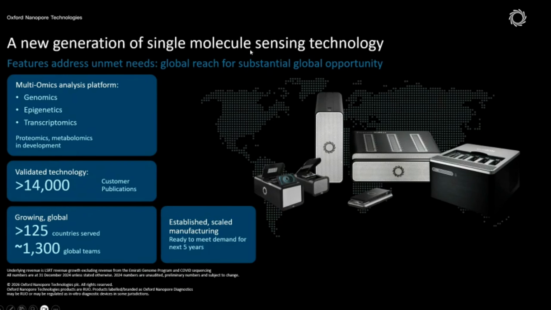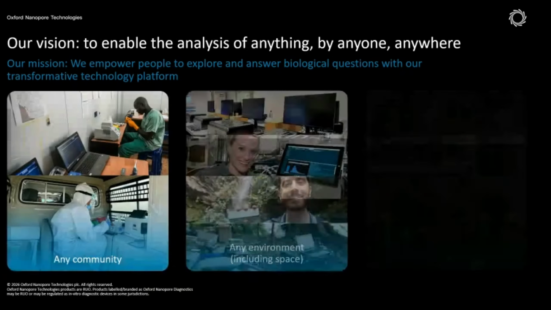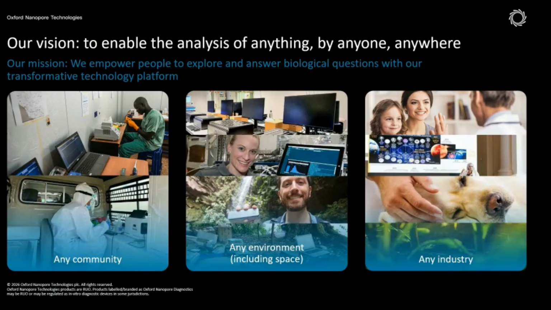In the slide here, you can also see the devices available from ONT for DNA sequencing. The sequencing has been used in many different communities, and it has been tested in many environments, including space as well. It has also been used in many different industries by different users for different purposes. So it's a very versatile and flexible technology. As long as you can get the DNA samples out, most likely you won't have any problems doing the DNA sequencing using Oxford Nanopore Technologies.